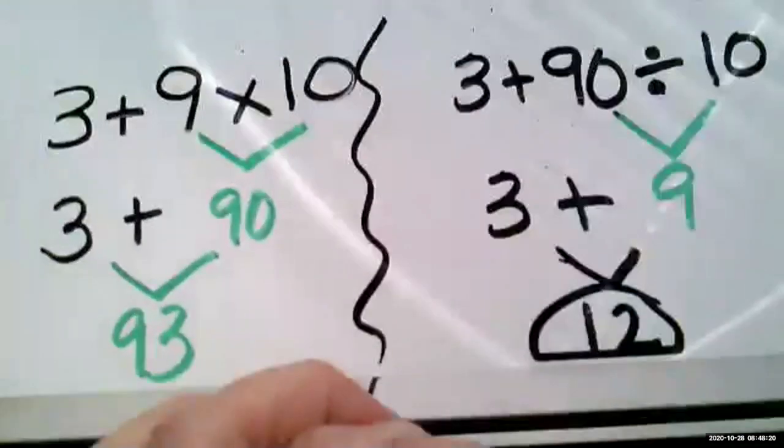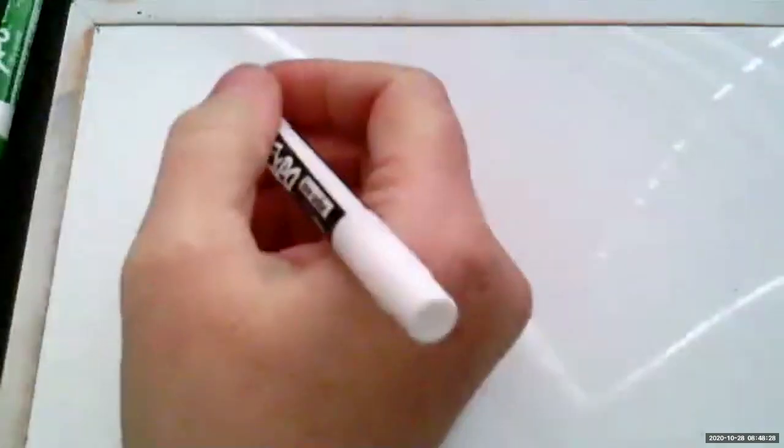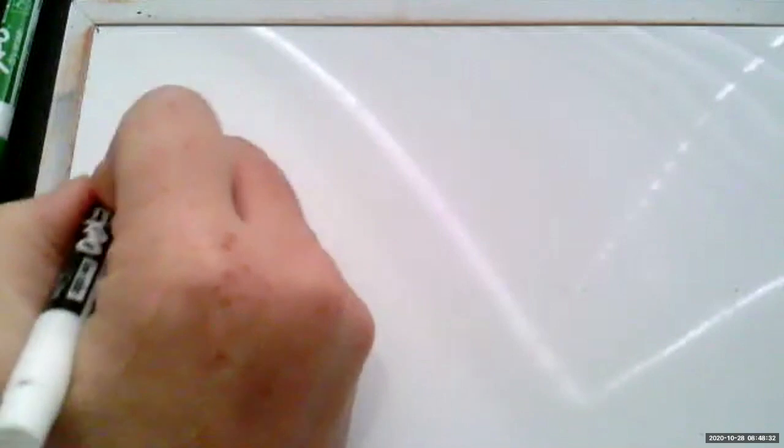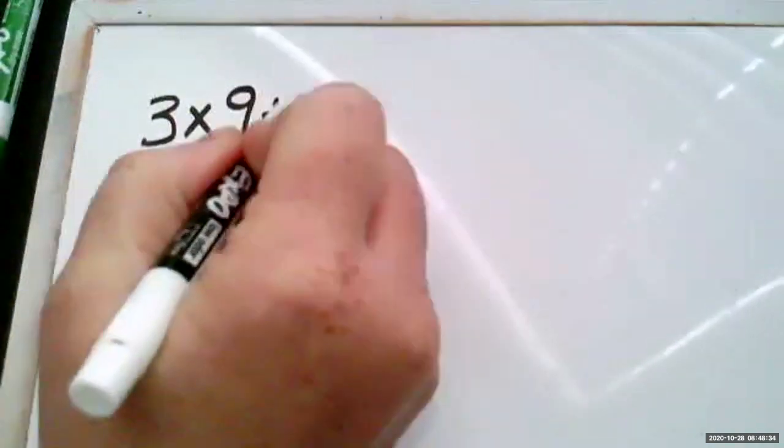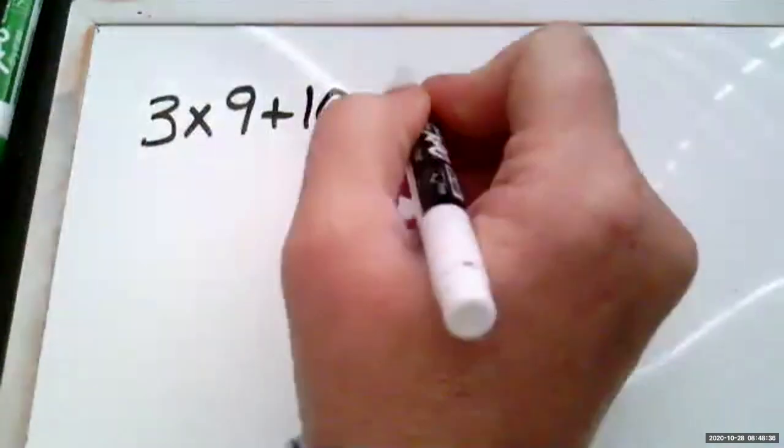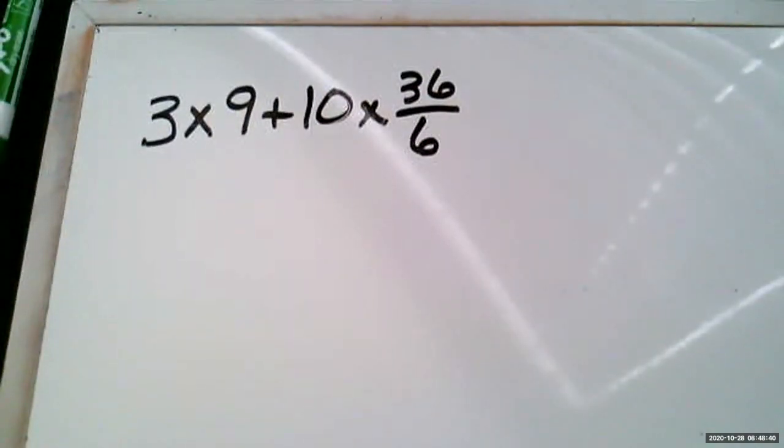So far, so good. I'm gonna flip my whiteboard. There we go. Let's continue. I'm gonna take it up a notch and get a little bit more difficult. How about 3 times 9 plus 10 times 36 over 6? Huh, okay, taking it up a notch. Now we have a couple things that are going on here. What should you do first?